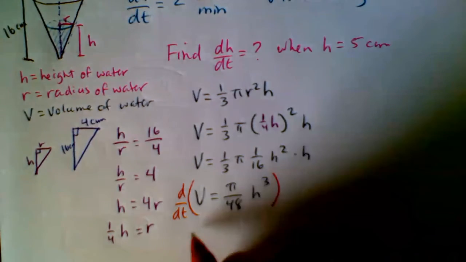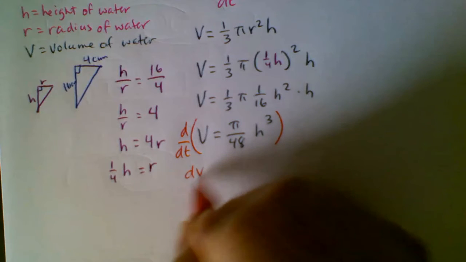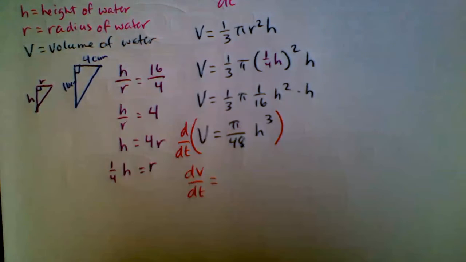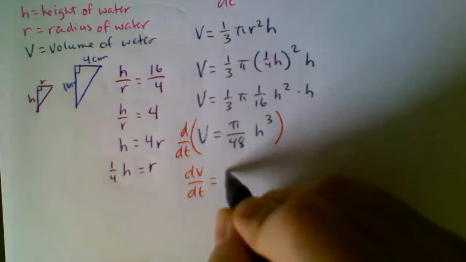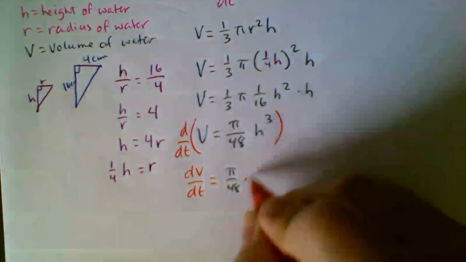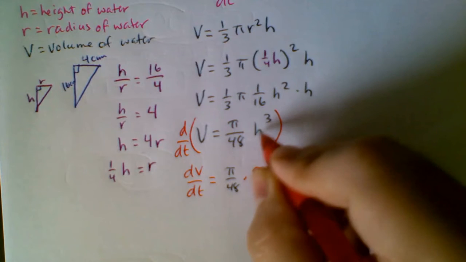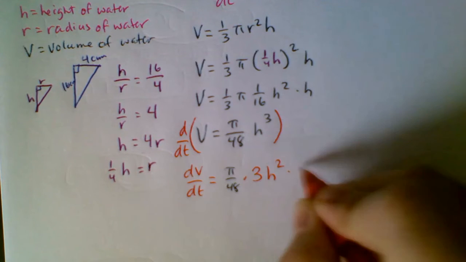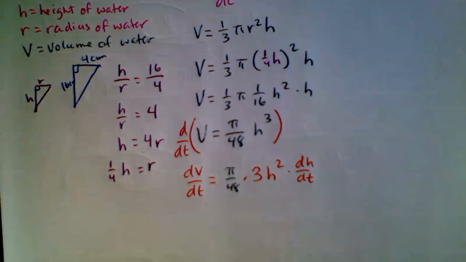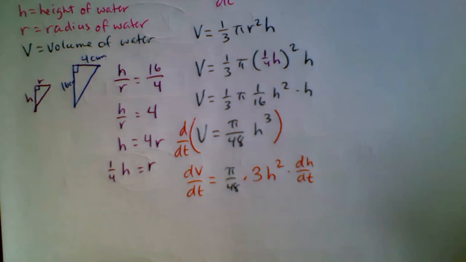So notice for this equation, the derivative of V with respect to time is dV over dt. Pi over 48 is a constant, so the derivative of a constant times a function, remember, is that constant times the derivative of the function, which is 3 times h squared. And the derivative of the inside, the derivative of h, is dh over dt. So that's our derivative. We can clean this up a little bit.